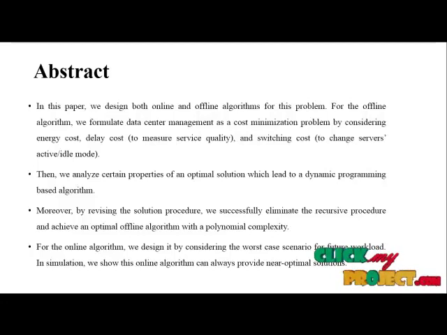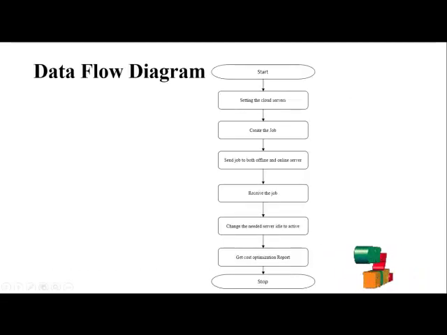Moreover, by revising the solution procedure, we successfully eliminate the recursive procedure and achieve an optimal offline algorithm with polynomial complexity. For the online algorithm, we design it by considering the worst case scenario for future workload. In simulation, we show this online algorithm can always provide near optimal solutions. And this is our project data flow diagram.